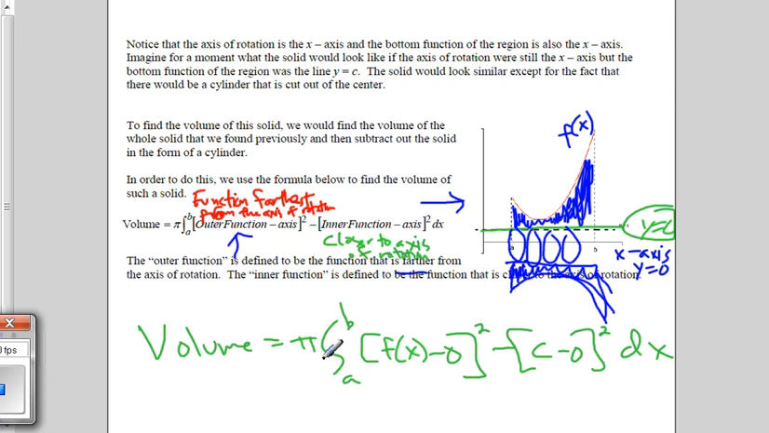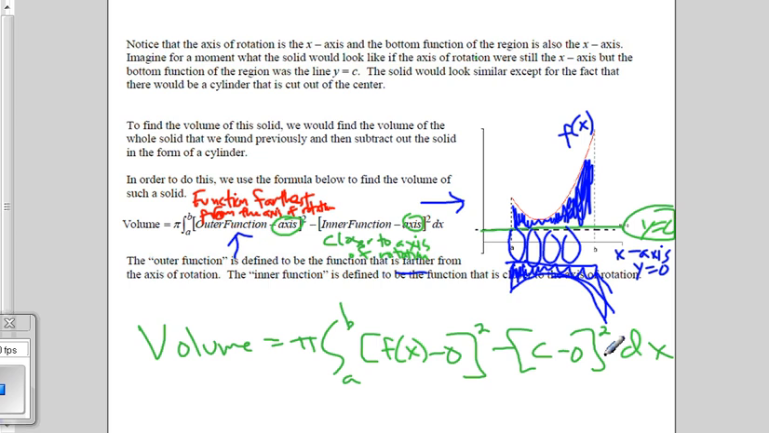And our volume would be equal to pi, which is a constant, so we can bring it up front, times the integral from a to b of f of x minus 0, so that's the outside function furthest from the axis of rotation. 0 is what we're rotating around. Minus c minus 0, and again, that's the inner function because it's closer to the axis of rotation. And that 0 is still our axis, and that's all squared.